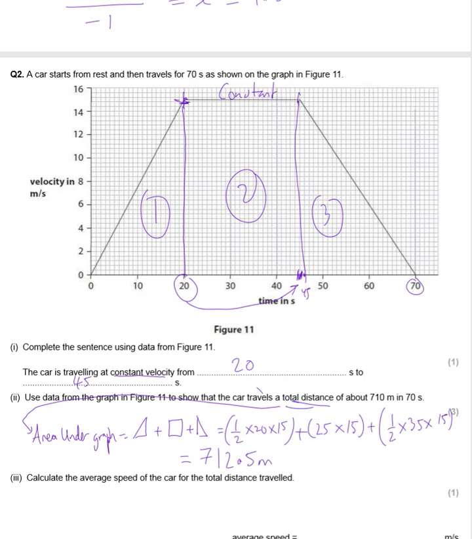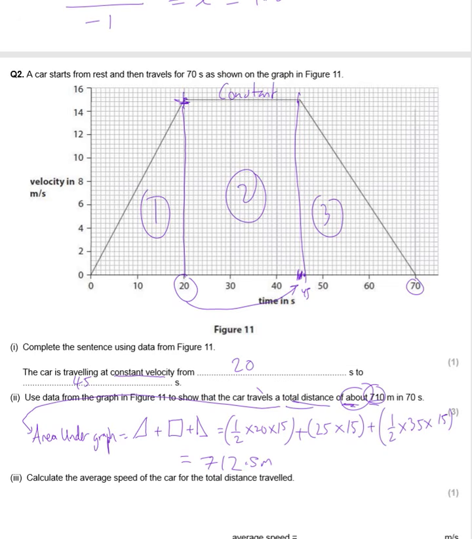Now the question says we need to show that it is about 710, not exactly 710. So this answer here is about. If you've written just this as your answer, then this is no mark. So I need to write down the exact answer that I got from my calculator, which is 712.5 meters, because this here is about.